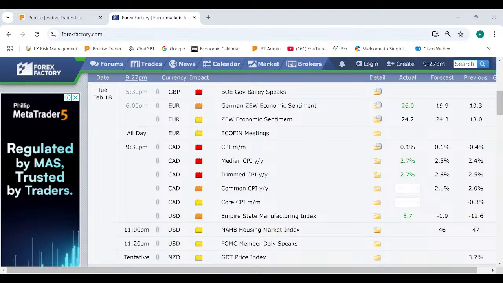Canadian CPI month on month forecast was 0.1, actual was 0.1, and the median CPI year on year forecast was 2.5 and actual was 2.7. And also from the US, we had the Empire State Manufacturing Index, forecast was negative 1.9, but came out better than expected. Okay, so now with that, I think we move on to our live trades.